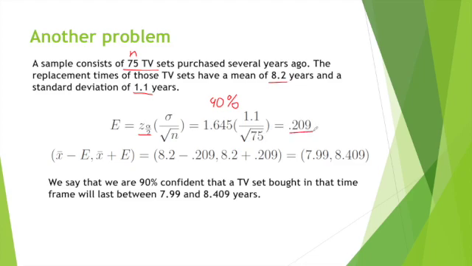I take my sample mean of 8.2 years and I add and subtract our error bound. That means I get an interval of 7.99 to 8.409. So I'd say we are 90% confident that a TV bought in this time frame will last between 7.99 and 8.409 years.